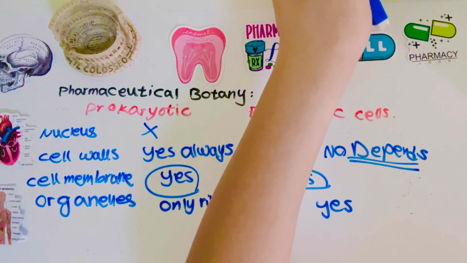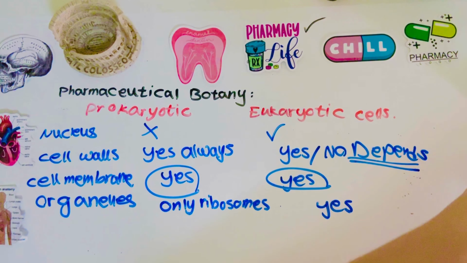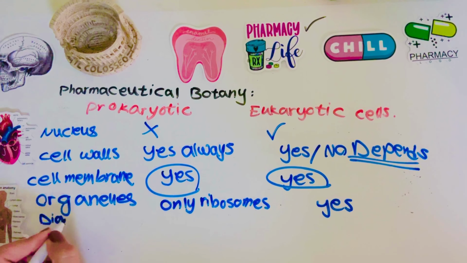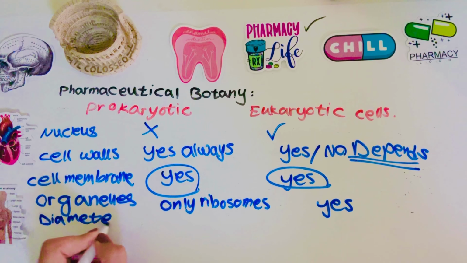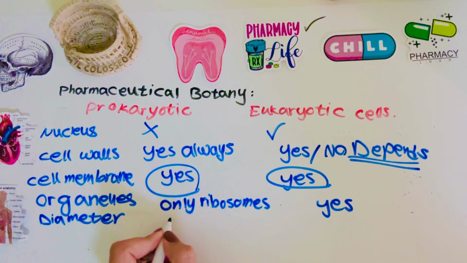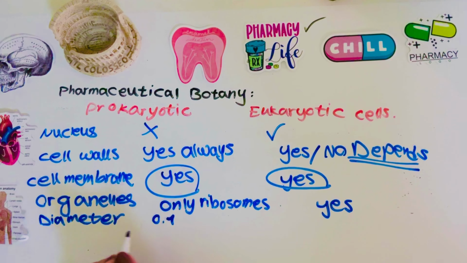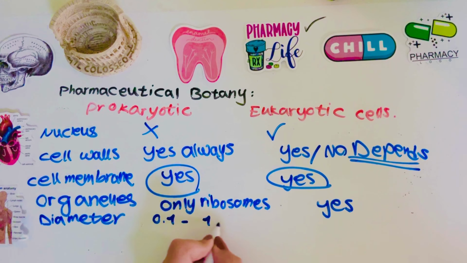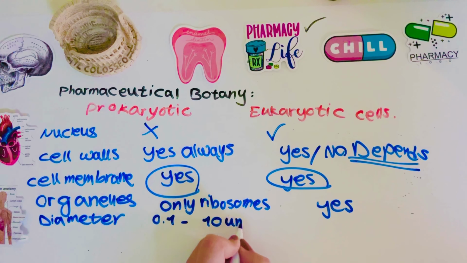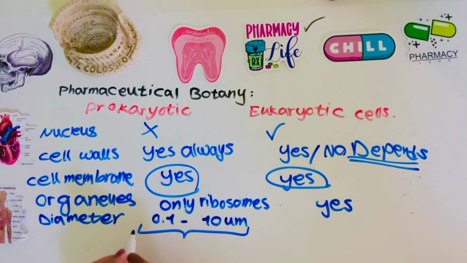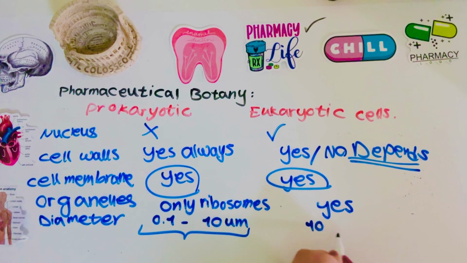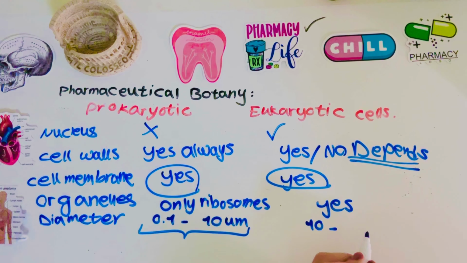And now, about the diameter, I'm trying to write as small as I can. About the diameter, you should memorize it. It's maybe not that important, but it's better to know. If a cell's diameter is greater than this number, we can call them eukaryotic cells, not prokaryotic.